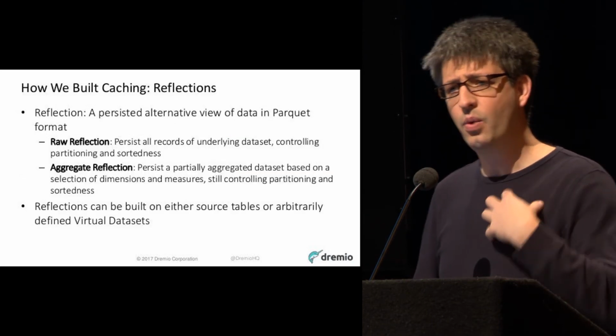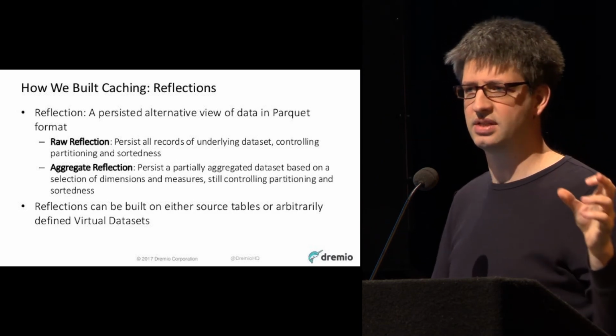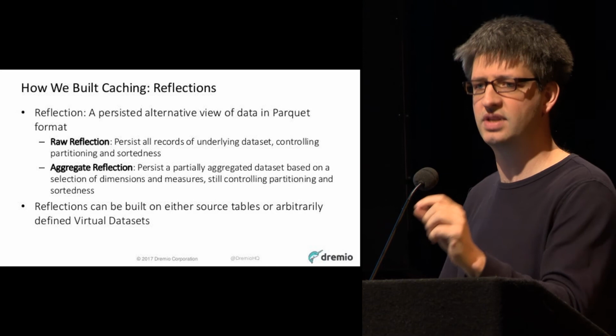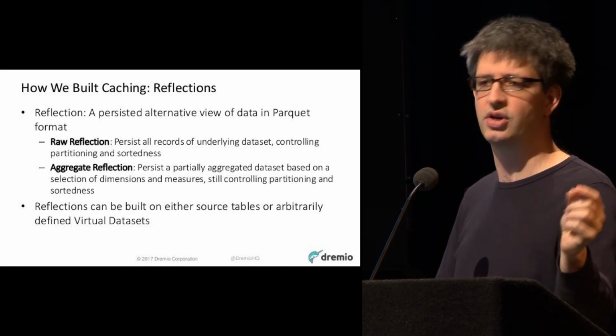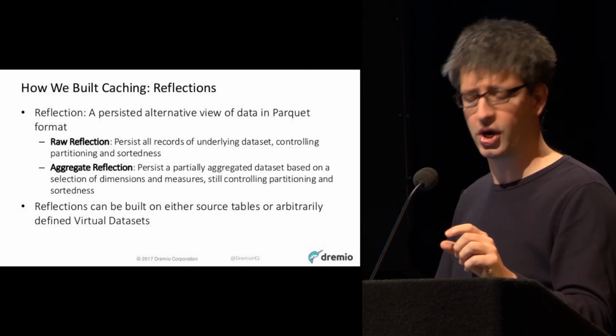And so how we think about it is we had to come up with entities. You have to come up with ways of thinking about the individual objects that are useful. And so we came up with this concept of reflection. Reflection is basically a persisted version of the data that may satisfy some alternative portion of the original data set. Okay? We persist those in a Parquet format.